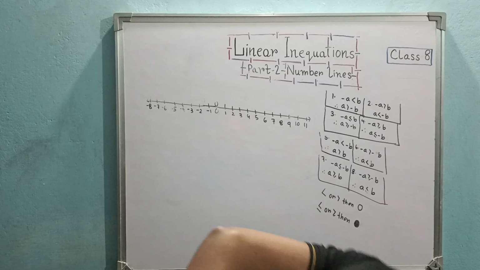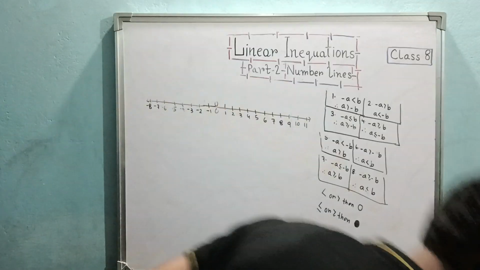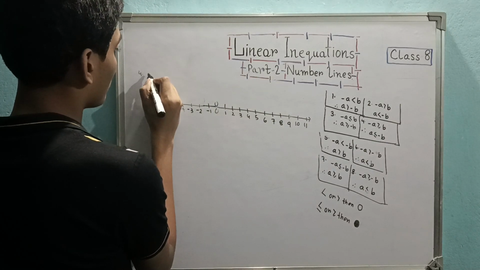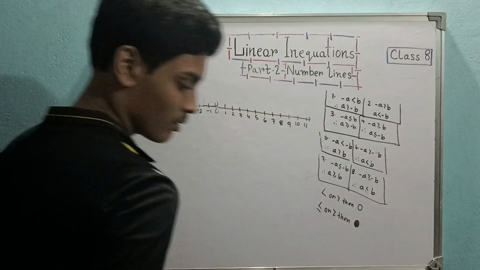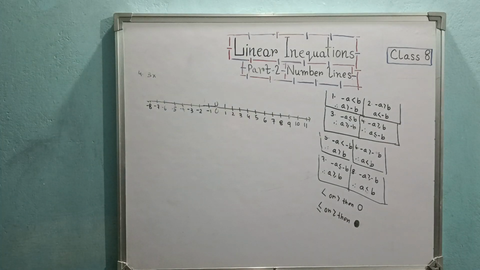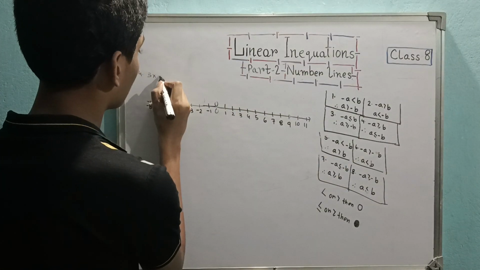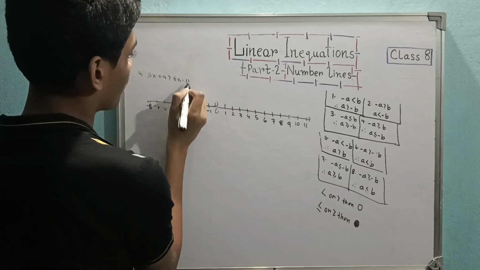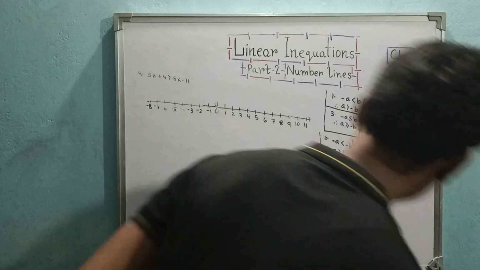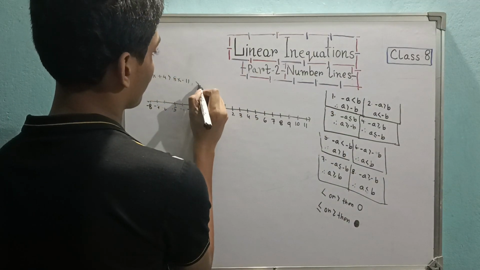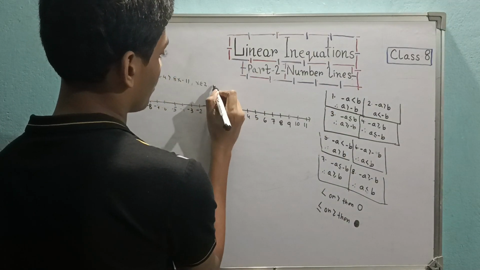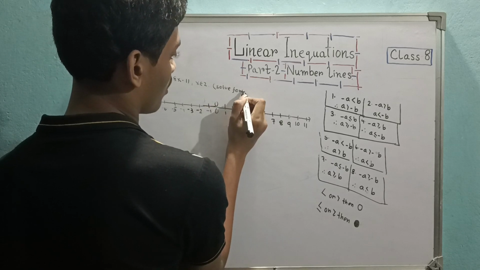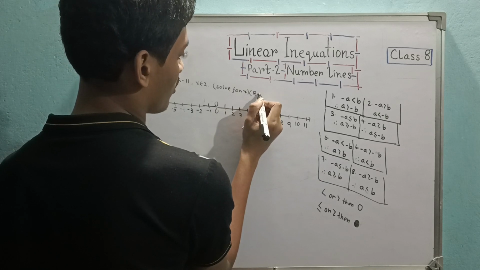Okay, next question. Very easy again. Just see the equation. Question 4: 5x plus 4 greater than 8x minus 11, comma, x belongs to Z. Solve for x, represent on number line.